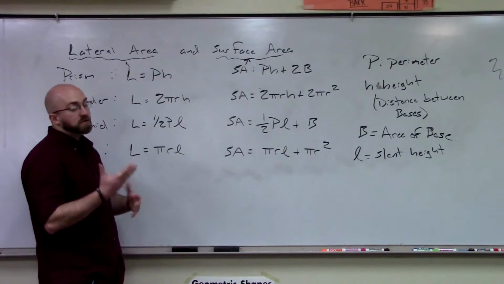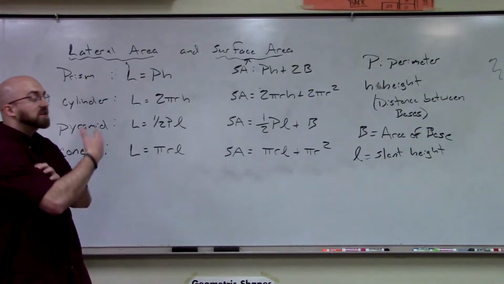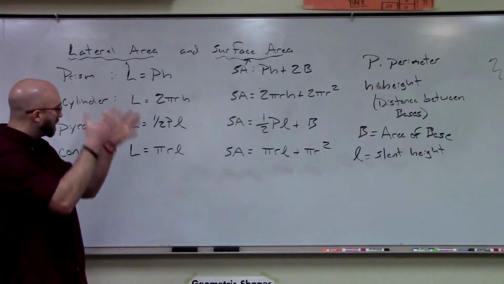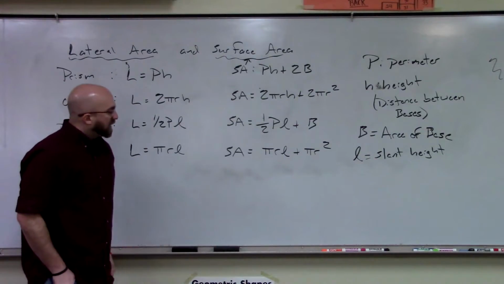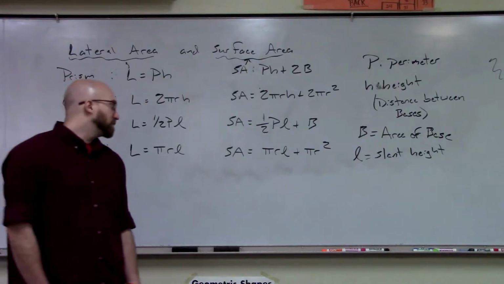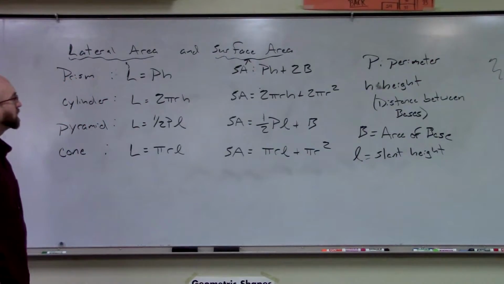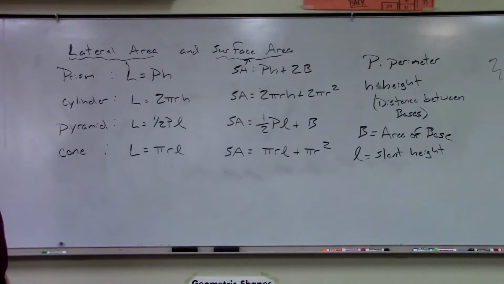And then cone, of course you've seen this. Lateral area is pi r l. You should know what a cone is, hopefully, a traditional cone where it's just going up. Surface area is pi r l plus pi r squared. So, if you were taking notes and want to write down all this information, pause the video right now and do so, and then we'll be back with some examples.